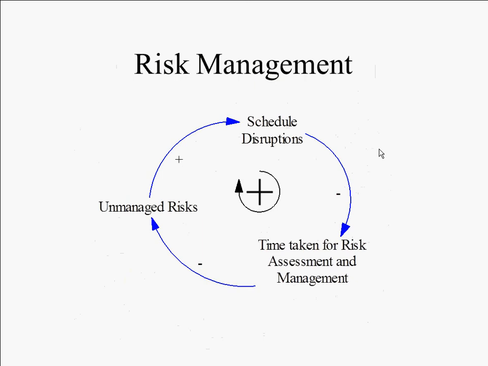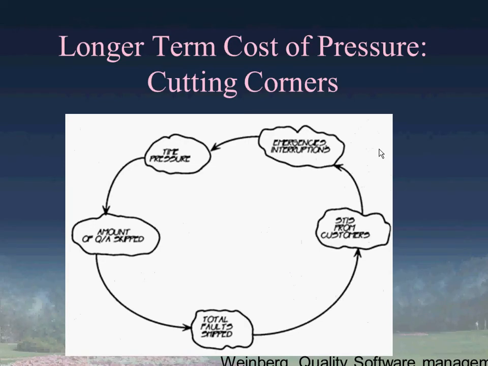So the more unmanaged risk, the more schedule disruption, less time is taken for risk assessment, and therefore the more unmanaged risks. Vicious cycles, cutting corners, right? So time pressure in software development, people skip QA, they skip the peer review because they're too much under pressure. I don't have time to do your peer review of your code, I've got to crank out code. I don't have time to do really thorough testing. I've got to get this thing that was due yesterday to the customer now. And what that leads to ultimately is more faults shipped, which leads to more complaints from customers, which lead to emergency interruptions from customers, which leads to more time pressure.